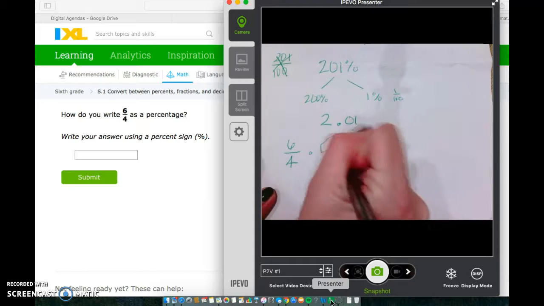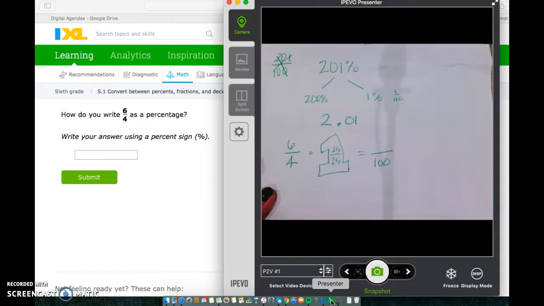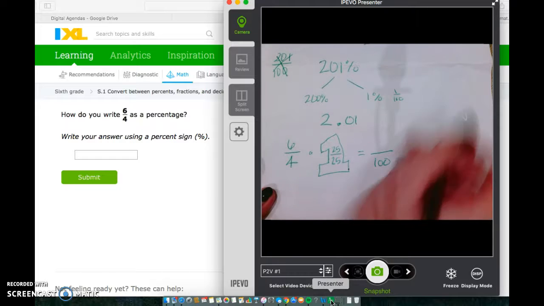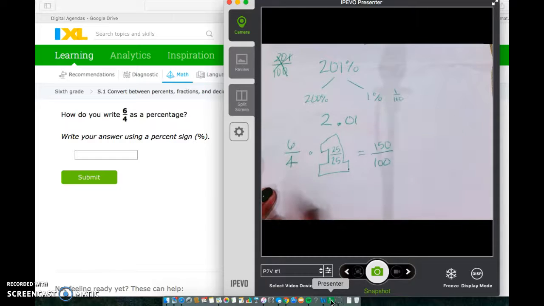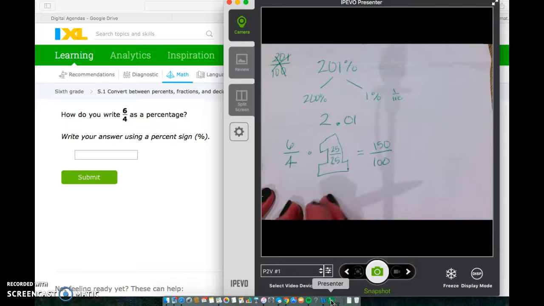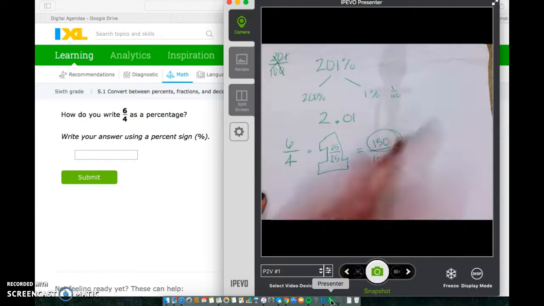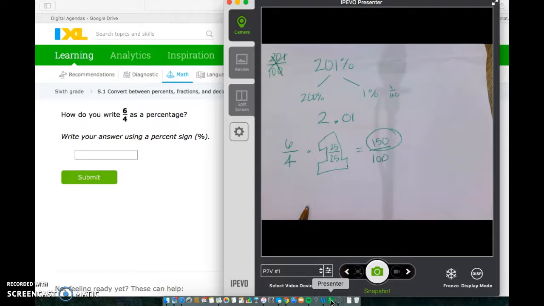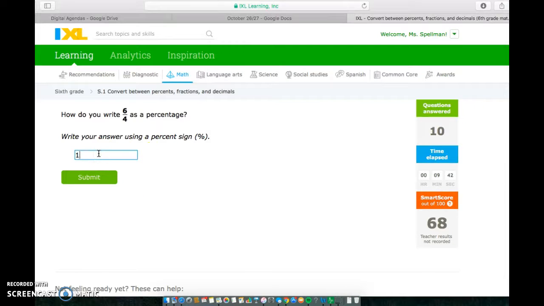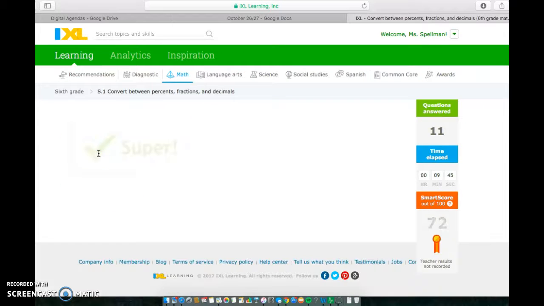I know that 4 times 25 does, so my giant 1 needs to be 25 over 25. 4 times 25 is 100, so we're good here. 6 times 25 is 150. I have 150 over 100. If my fraction is out of 100, I can just take the numerator and that is my percentage. So 6/4 is the same as 150%.